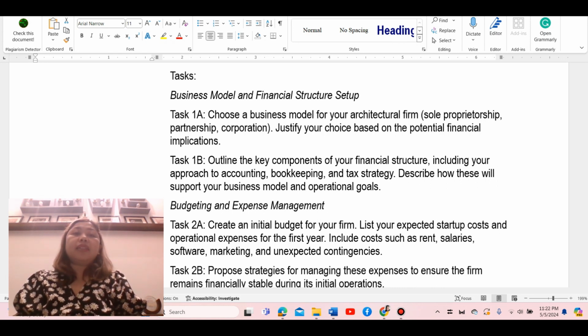And then the second task, you outline the key components of your financial structure, including your approach to accounting, bookkeeping, and tax strategy. Describe how this will support your business model and operational goals.